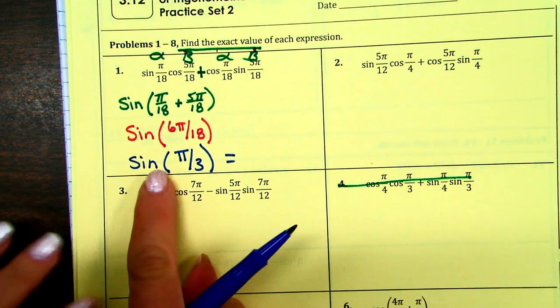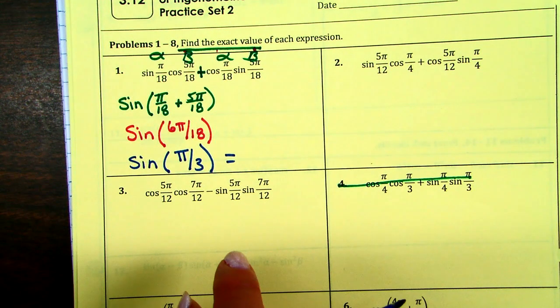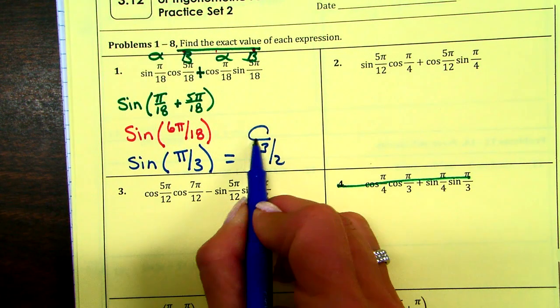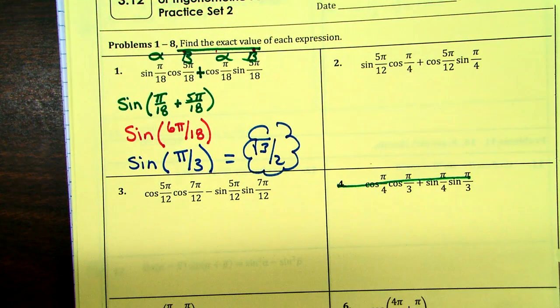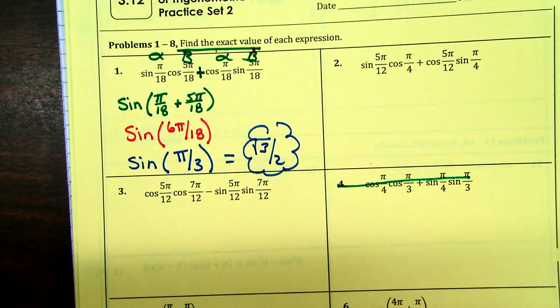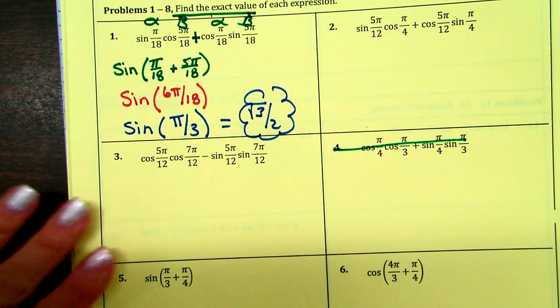And there we can find the exact value of that in our brain. Pi over 3 is up close to the y-axis. We want the second number. That is square root of 3 over 2. Okay? So that's how you're going to do 2 and 3. Same exact way. 5 and 6 is just like our notes, but you definitely want to do number 7 with me.